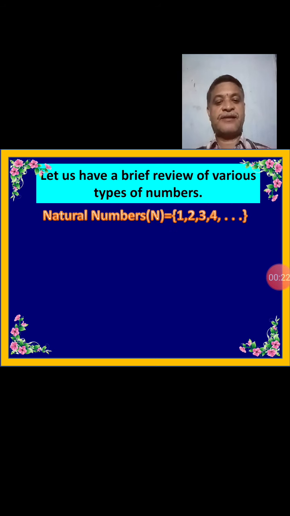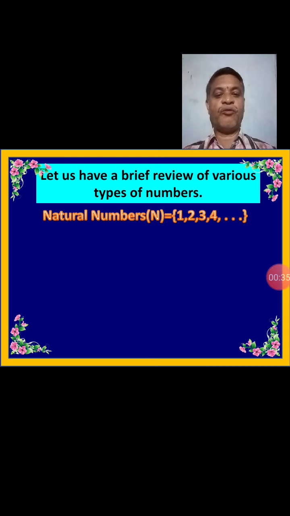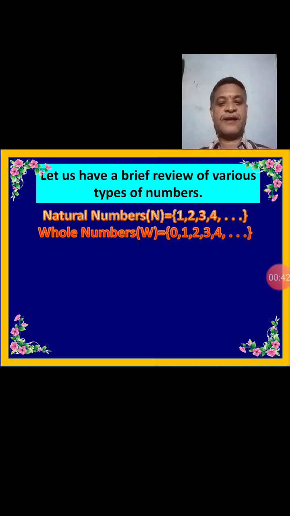So first one is the set of natural numbers. Already we know that the set of natural numbers is denoted by N and the numbers start from 1. So N has 1, 2, 3, 4, etc. And the second set is whole numbers. Whole numbers are denoted by W and start with 0. So the numbers in the set of whole numbers are 0, 1, 2, 3, 4, etc.